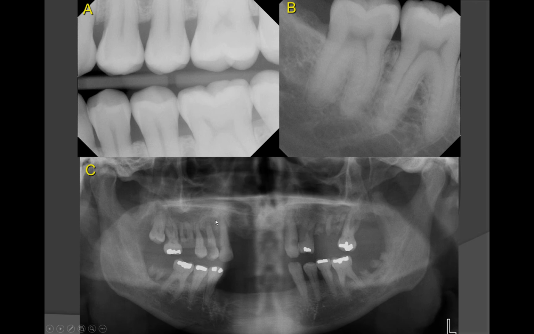And we have a panorex, which is really not for looking at the teeth, but is more for looking for associated disease, fractures of the mandible, tumors.